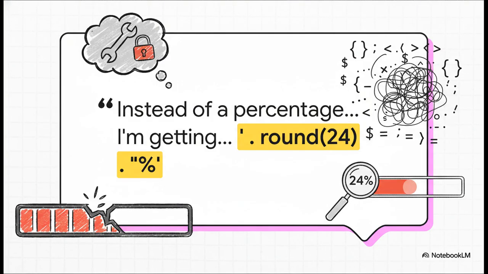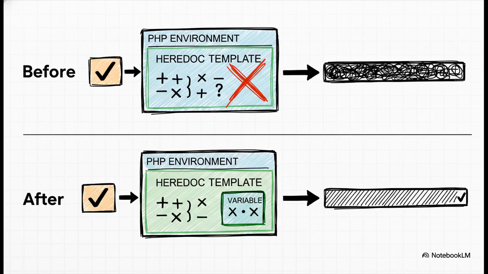Okay, so with the security hole patched up, what's next? Oh yeah, a good old-fashioned coding bug. Instead of showing a nice, clean 24%, the image was literally displaying the PHP code that was supposed to do the calculation. Oops. The issue was all about timing, or more specifically, where the math was happening. The code was trying to calculate the percentage inside the big block of text for the SVG, but PHP doesn't work that way. So the fix was easy, really. You just do the math before you build the text block, store the result in a variable, and then pop that clean, finished number into the template.